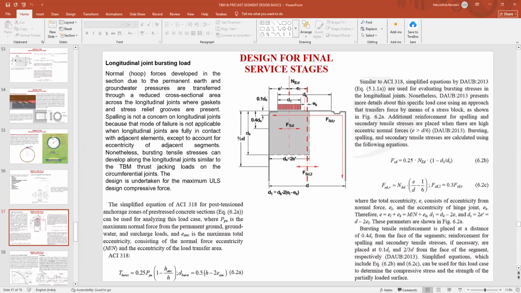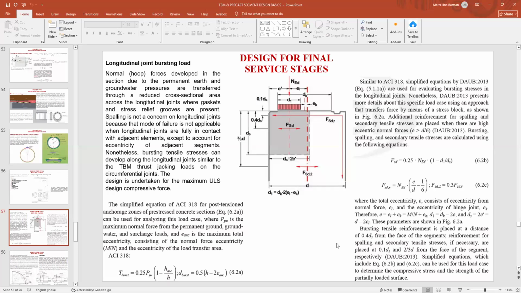Now we come to the longitudinal joint busting load that I told you about, that all these hoop thrusts that are being developed due to the permanent earth pressure and the groundwater pressure are transferred from segment to segment. Here we are getting a reduced cross-sectional area of the segment. Why are we getting it?